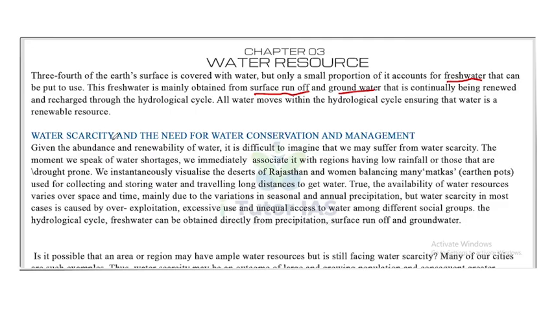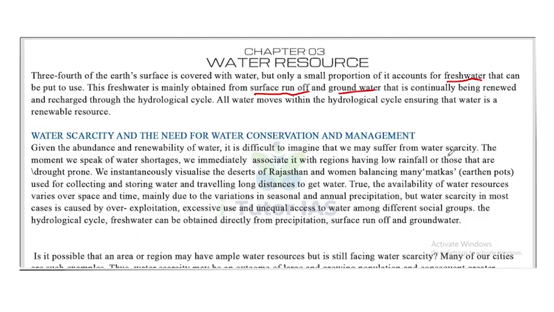Now, water scarcity and the need for water conservation and management. Given the abundance and renewability of water, it is difficult to imagine that we may suffer from water scarcity. We know that 3/4 of our Earth is covered with water, but still we are facing difficulty, and water scarcity is very high in our world.